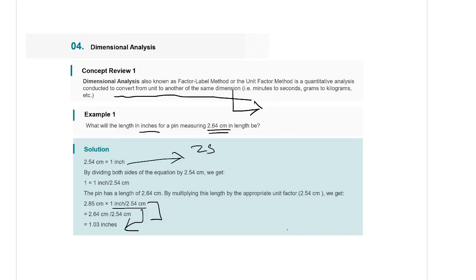So for every 2.54 centimeters corresponding to 1 inch, for each 2.54 centimeters we have a ratio of 2.54 centimeters to 1 inch. You can also convert the ratio into a fraction, so we have 2.54 centimeters to 1 inch. They mean the same thing.